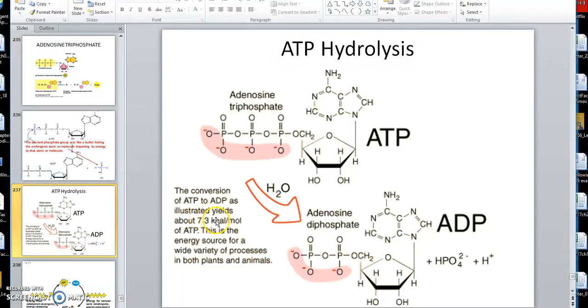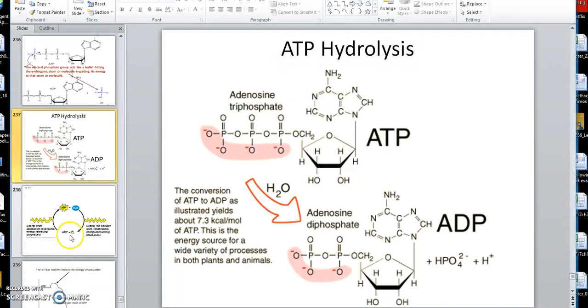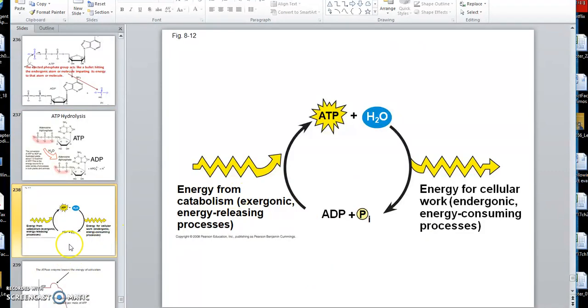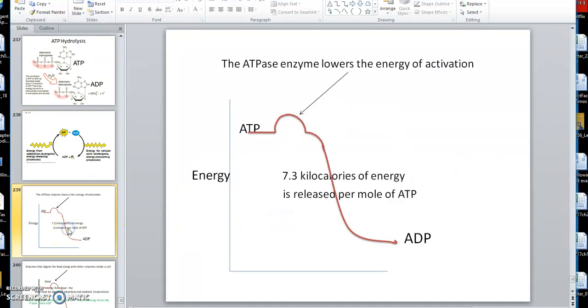There's about 7.3 kilocalories per mole of ATP. Remember, a mole is 6.02 times 10 to the 23rd, about 7.3 kilocalories. Okay, here again, it's looking at it. All right, now we come to this, which you've seen before.